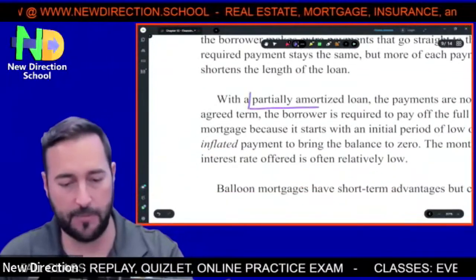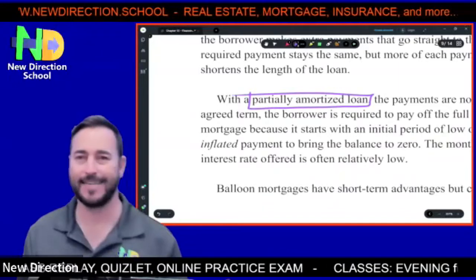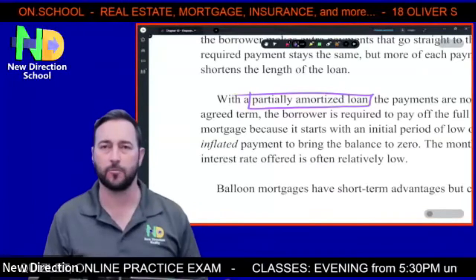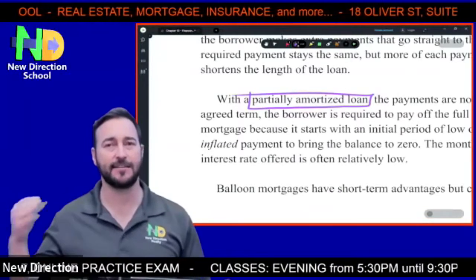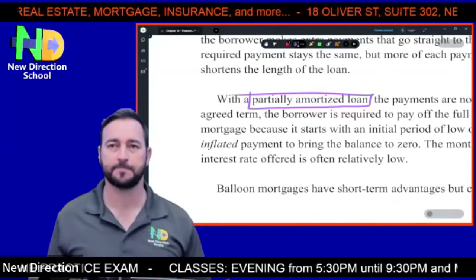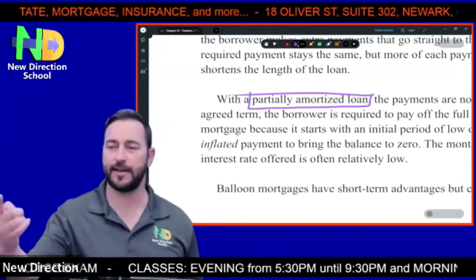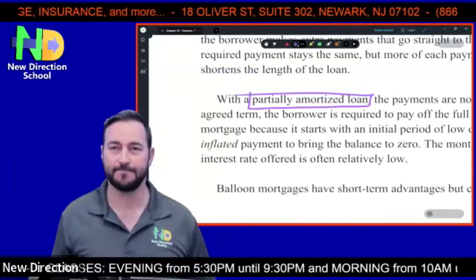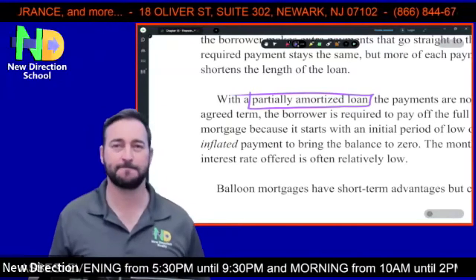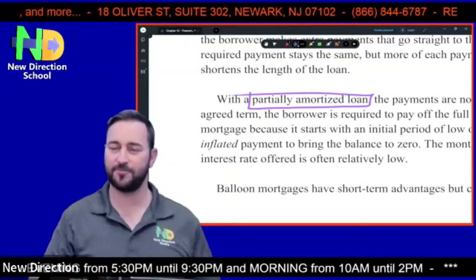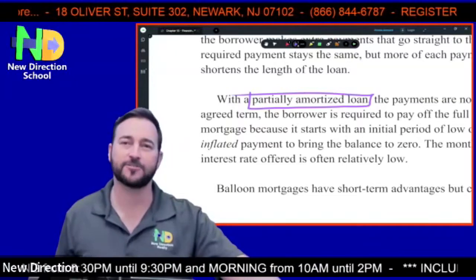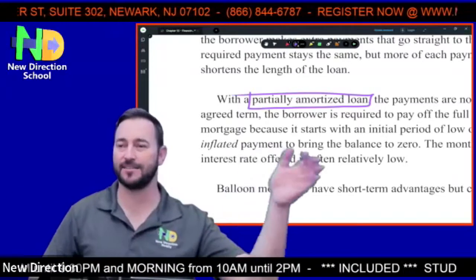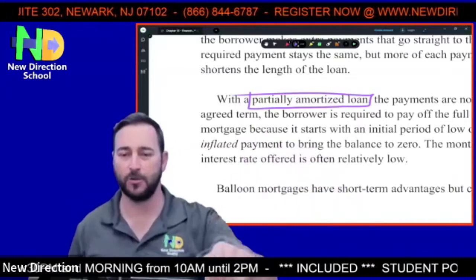A partially amortized loan. As the name says, if it's partially amortized, are we killing off the loan fully? No, we're partially killing the loan. So that means that at the end, what are we going to have? Let me see if you guys can go by logic. You're going to have a balance, and you're going to have to pay that balance, and that's called a... Thank you, Amir. It's called a balloon payment. Yes. If you're not fully amortizing and there's a balance at the end, it's always called a balloon payment.